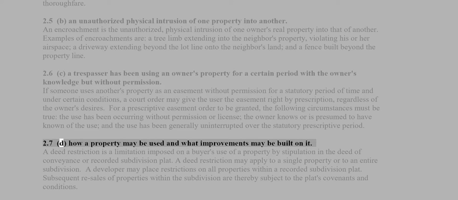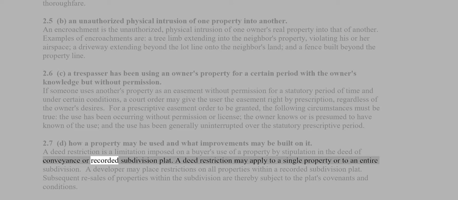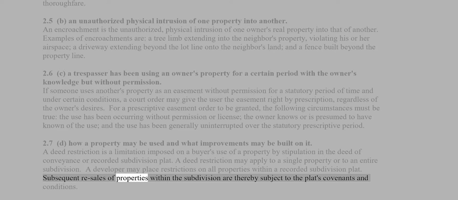2.7 D. How a property may be used and what improvements may be built on it. A deed restriction is a limitation imposed on a buyer's use of a property by stipulation in the deed of conveyance or recorded subdivision plat. A deed restriction may apply to a single property or to an entire subdivision. A developer may place restrictions on all properties within a recorded subdivision plat. Subsequent resales of properties within the subdivision are thereby subject to the plat's covenants and conditions.